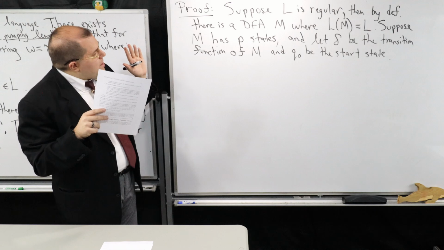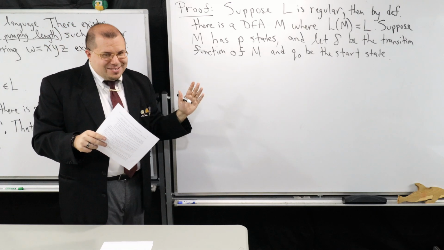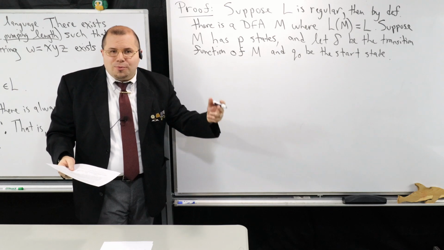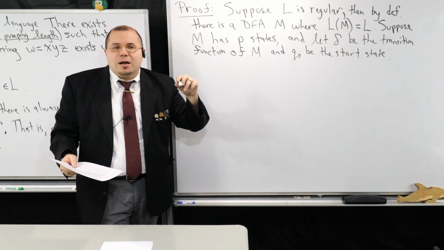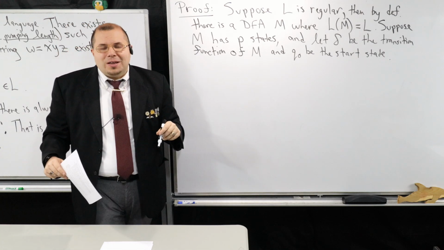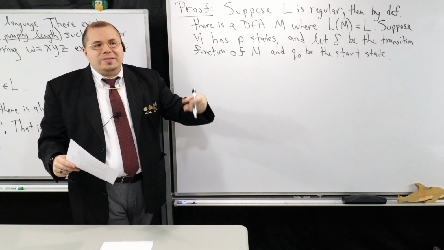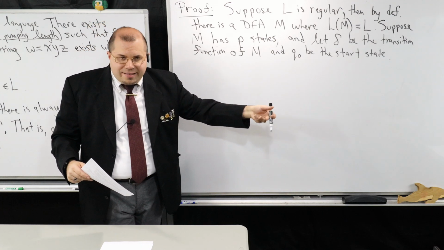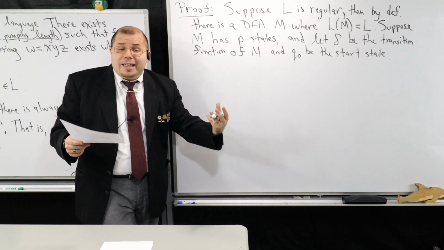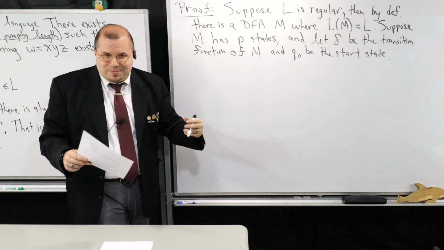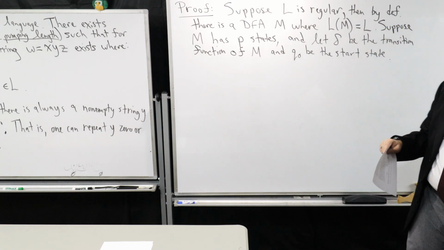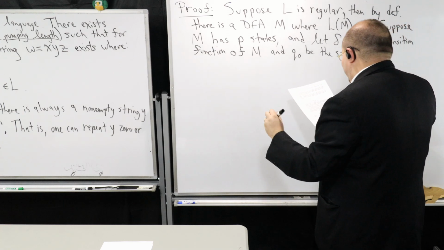I want to make sure I give you an idea of what I'm going to do with this. I'm going to give names to states as I process some string, any string that belongs to this language. So I'm going to give you a sequence of labels for the states of this DFA, and I'm going to try to prove something about these labels. So I want you to pay close attention to how I do this, because this is the crux of the proof.